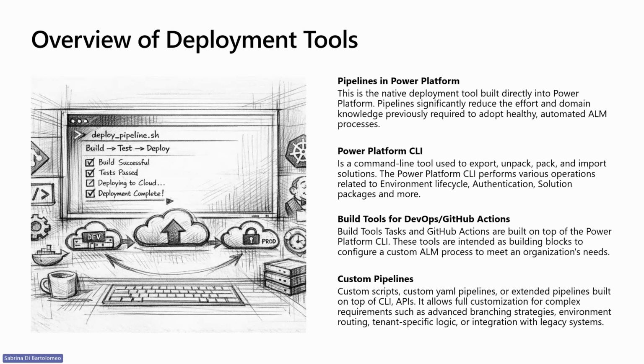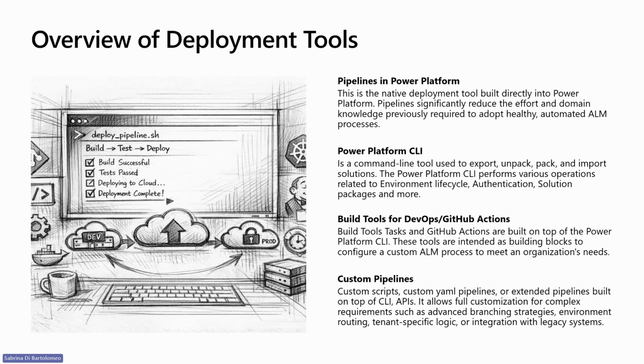Power Platform CLI is a simple command line interface to perform various operations in Microsoft Power Platform. It supports export and import of solutions, working with environments, and more. Build tools for DevOps and GitHub Actions are built on top of the Power Platform CLI. They act as building blocks to configure a custom ALM process that fits the needs of the organization. Pipelines can be set up through a UI, while the YAML is generated automatically in the background.